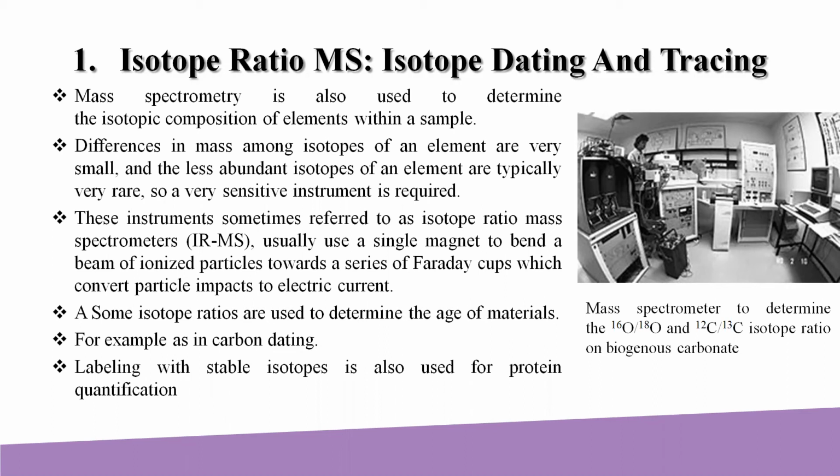Isotope ratios are important markers of a variety of processes. Some isotope ratios are used to determine the age of materials, for example, in carbon dating. Labeling with stable isotopes is also used for protein quantification. This mass spectrometer is used to determine the O16 and O18 ratio on biogenous carbonate.